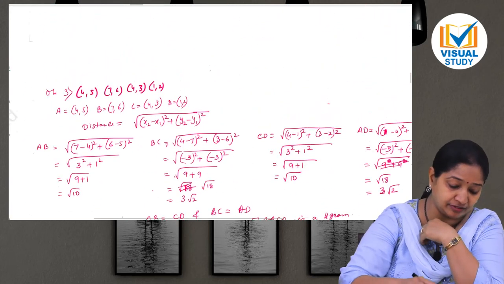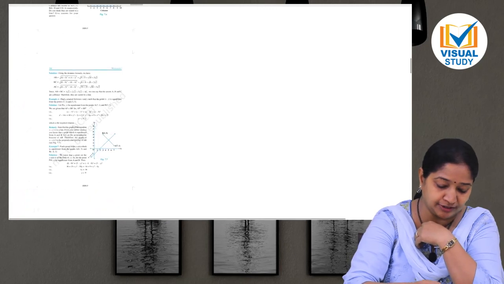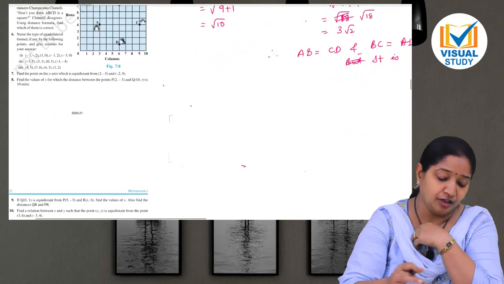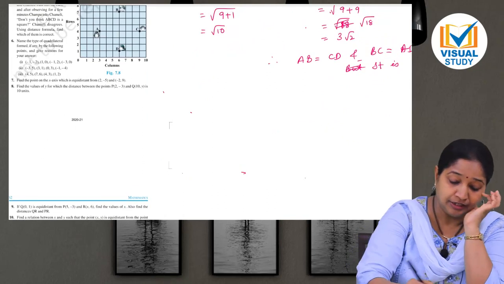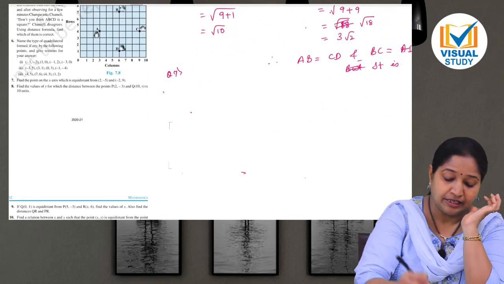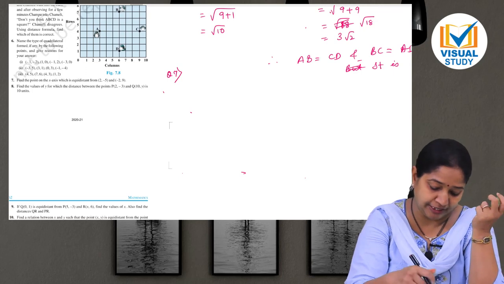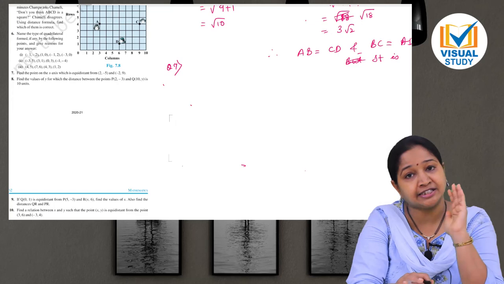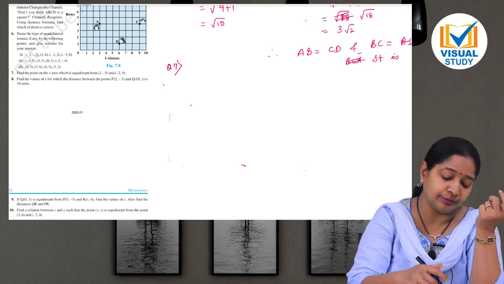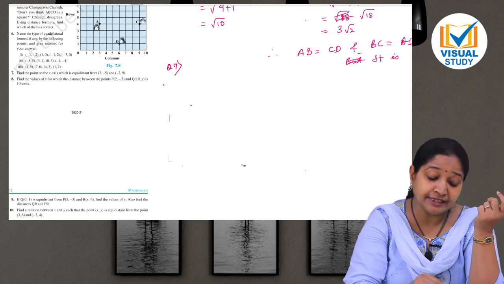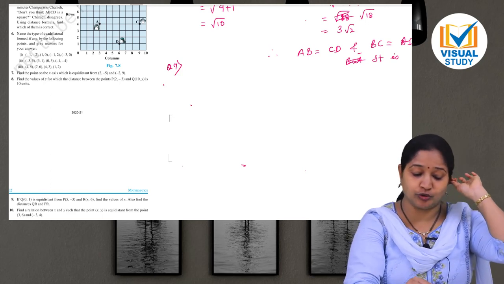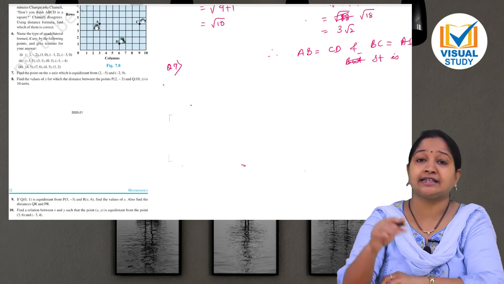Okay, now what is your question 7? Question 7, question 8, question 9 and 10 are a little bit different. We still have to find distances using the distance formula, but a little bit different. Find the point on the x axis which is equidistant from the points given.